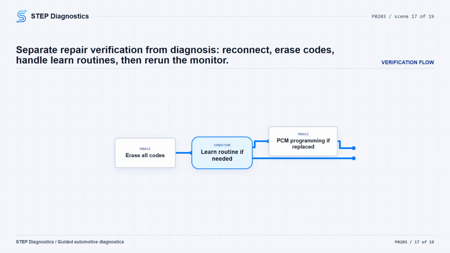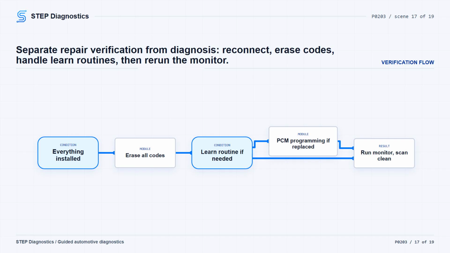After repairs are complete, keep verification separate from the diagnostic testing. Make sure all engine components are properly installed and connected, then erase all codes with the scan tool. If a component was removed or replaced, determine whether a scan tool learn routine applies, and perform it when it is available before verifying the repair. Failure to perform an applicable learn routine before verifying repair may cause the same code or another code to set.